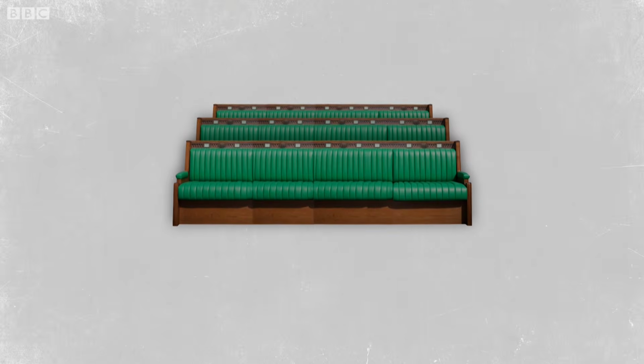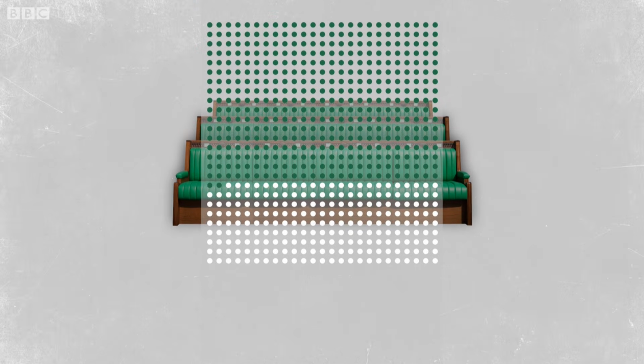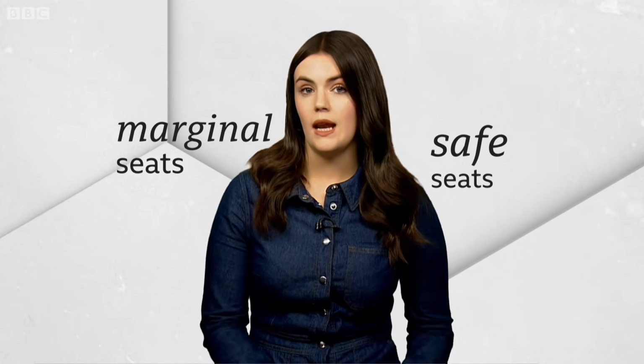But the seats are actually benches, and there's only space for about 430 of the 650 MPs to sit down at the same time. The way we elect our MPs explains why you hear a lot of talk about safe and marginal seats in the run-up to an election.